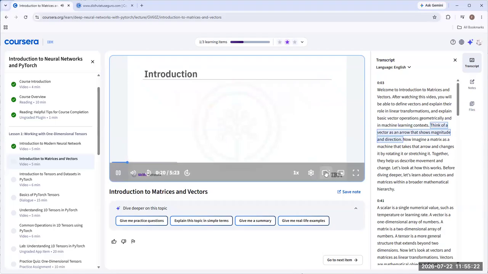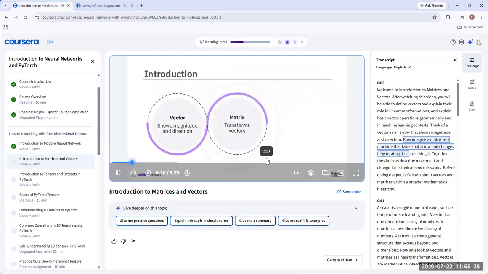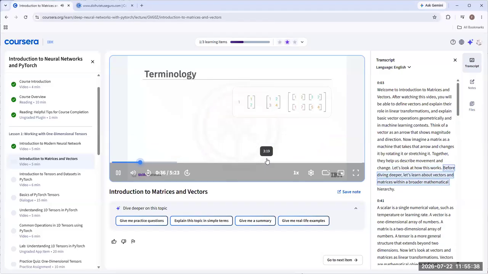Think of a vector as an arrow that shows magnitude and direction. Now imagine a matrix as a machine that takes that arrow and changes it by rotating it or stretching it. Together, they help us describe movement and change. Let's look at how this works. Before diving deeper, let's learn about vectors and matrices within a broader mathematical hierarchy.